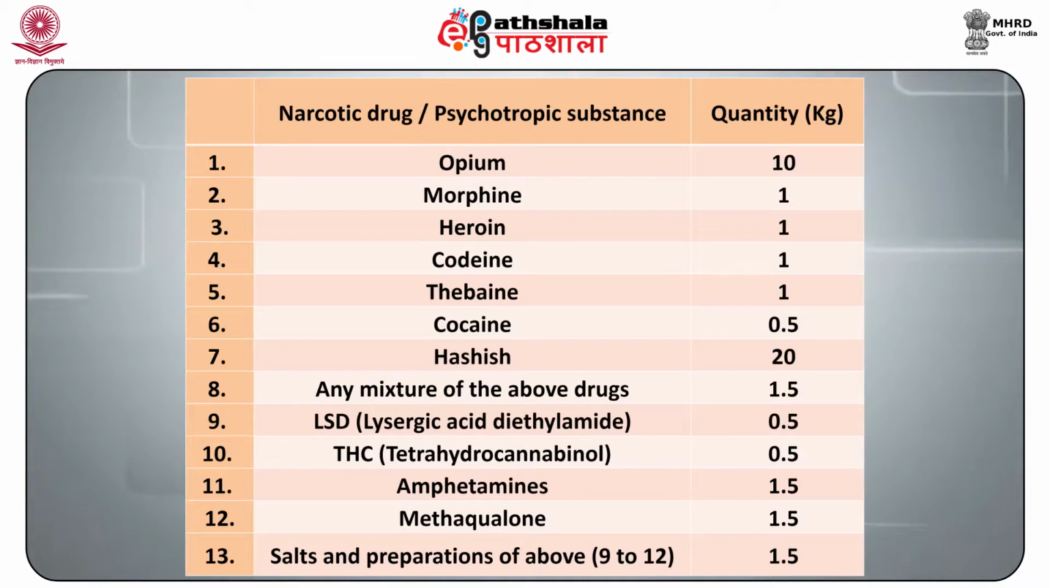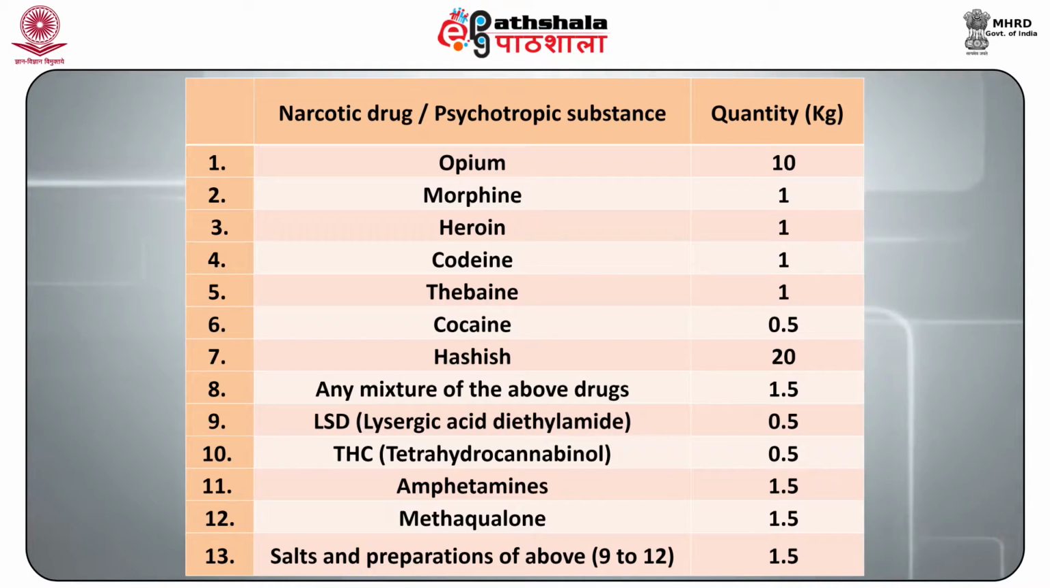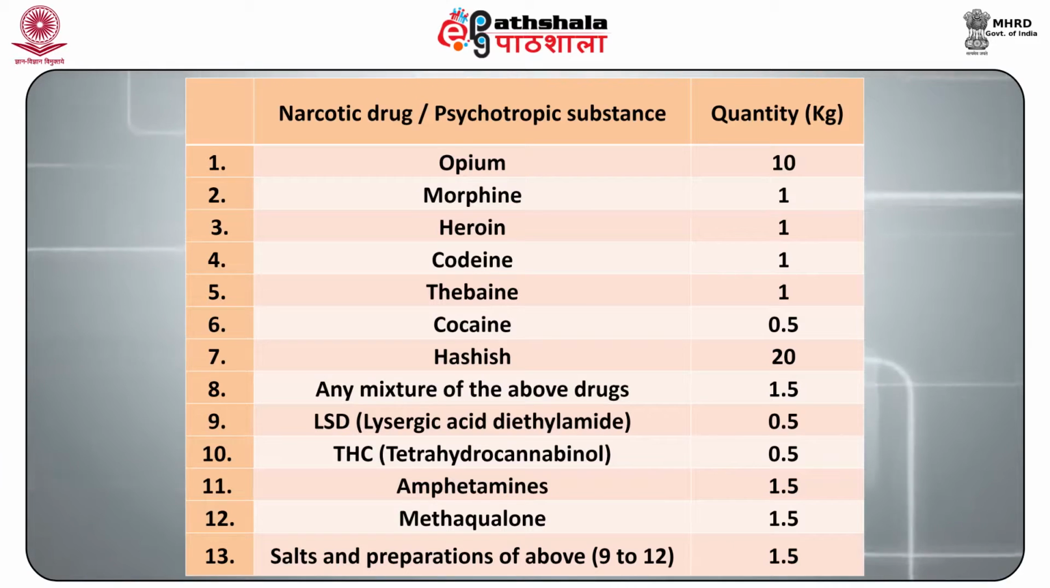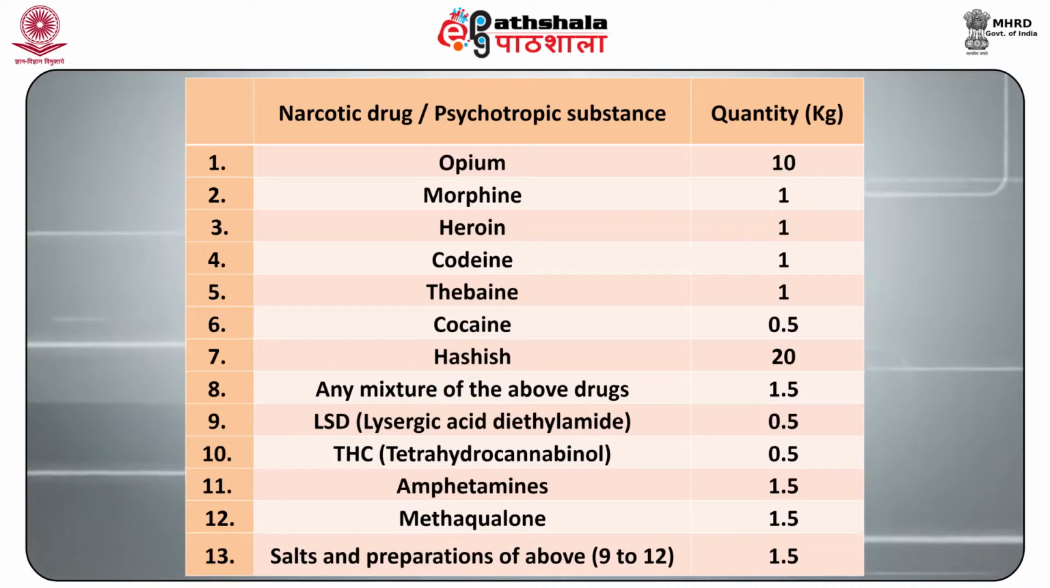Next, here we have shown a table wherein in one column we have the narcotic drug or the psychotropic substance, and the quantities in kg. For opium it is 10 kg, for morphine it is 1 kg, heroin 1 kg, for codeine it is 1 kg, for thebaine it is 1 kg, for cocaine it is 0.5 kg, for hashish it is 20 kgs. Any mixture of the drugs that I have already said is 1.5 kgs.